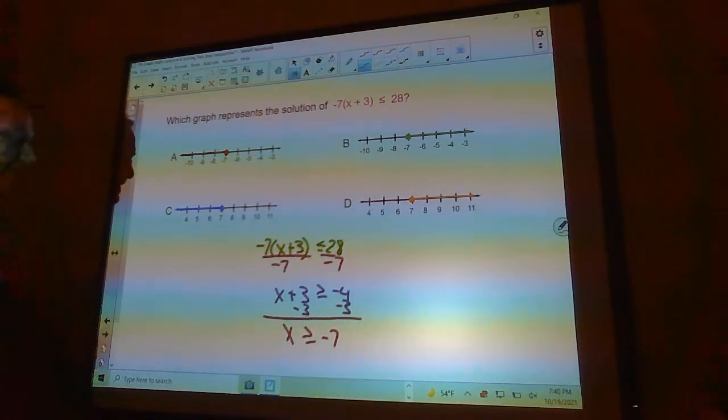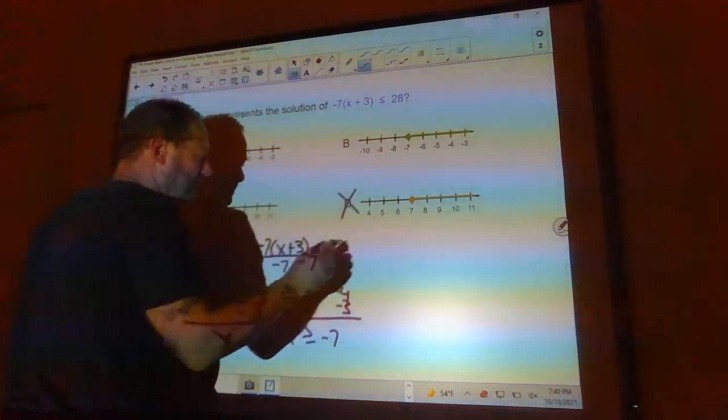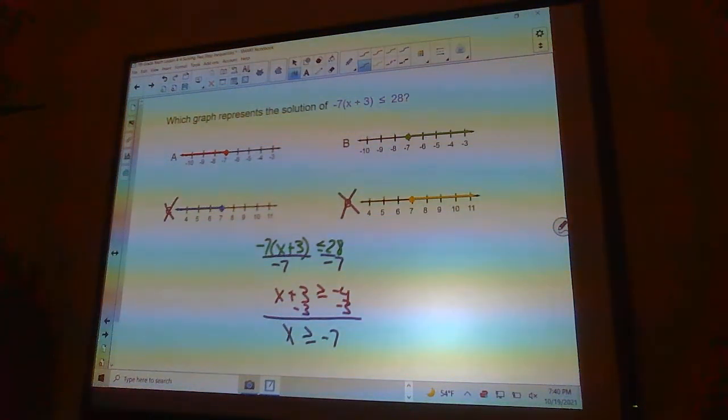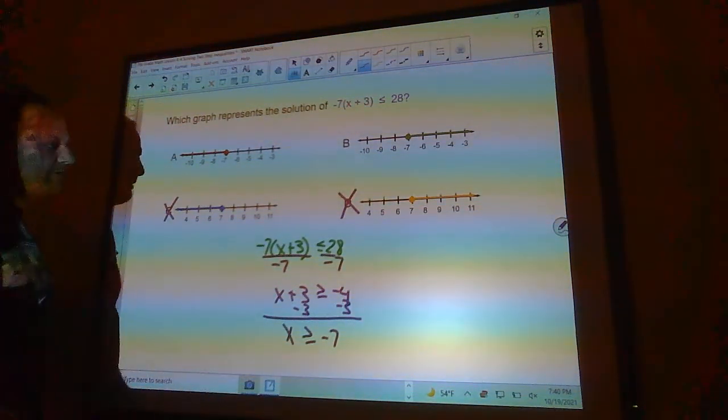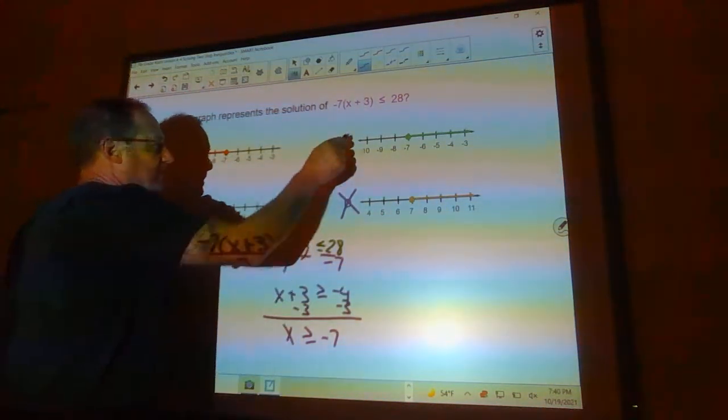So I go find -7. That's these two, so these two are out, because that's +7. And then I want the greater than side. That's going to be the side that gets closer to 0, so it's going to be B.